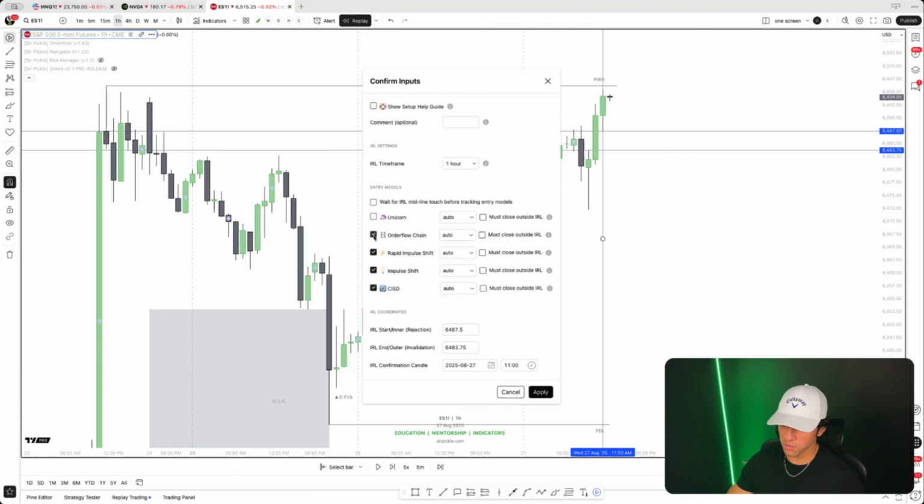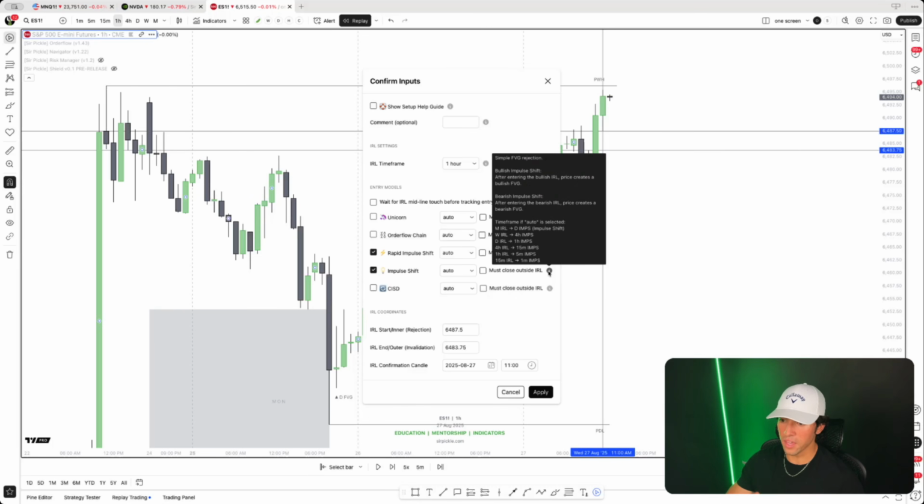And since the focus of this video is impulse shifts, we're going to deselect all the other entry models and just focus on the rapid impulse shift and the impulse shift. And if you take a look over here, they are auto applied to the proper time frame alignment, as you can see right there, monthly, daily, weekly, 4 hour, etc., etc.